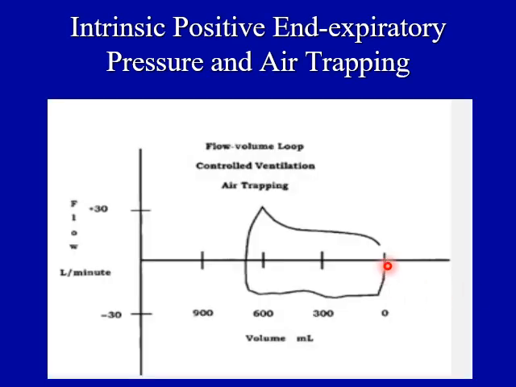Here we can see this is the flow volume loop. This is the beginning point, inspiration, followed by the expiration. Here it is not touching the baseline. It is not touching the baseline because before the expiratory flow is complete, the next inspiration starts. That means before complete exhalation, the next inspiration starts. This is called air trapping, which is seen in patients having bronchial asthma or COPD.